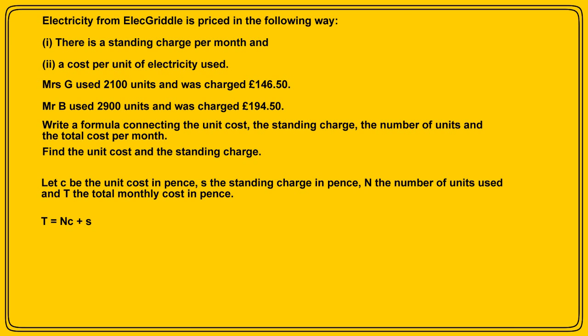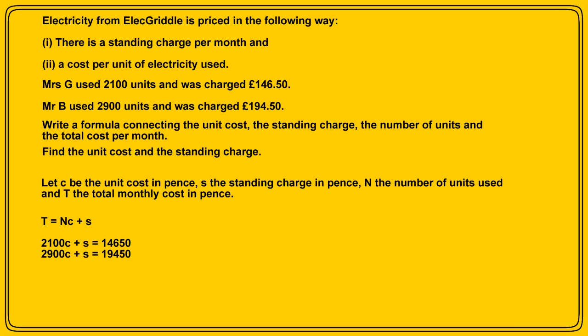Looking at what Mrs. G paid and working entirely in pence, we have 2,100C plus S equals 14,650. And doing the same for the cost of Mr. B's electricity, we have 2,900C plus S equals 19,450.